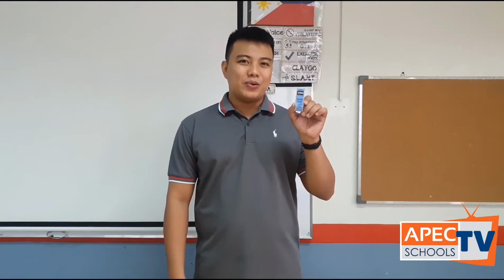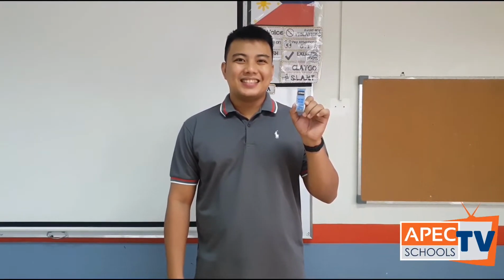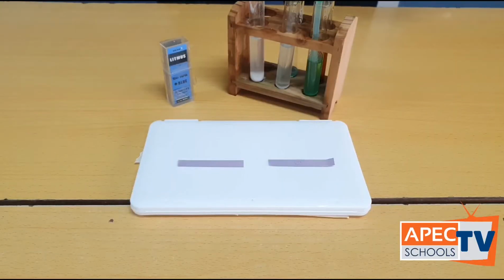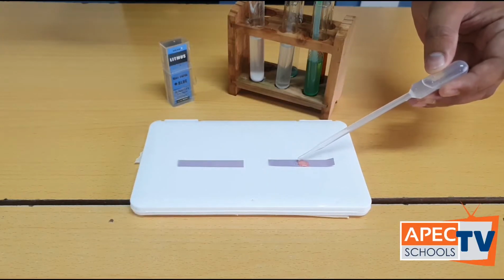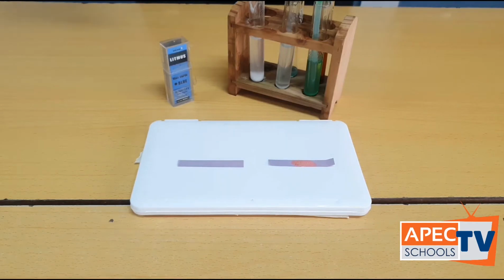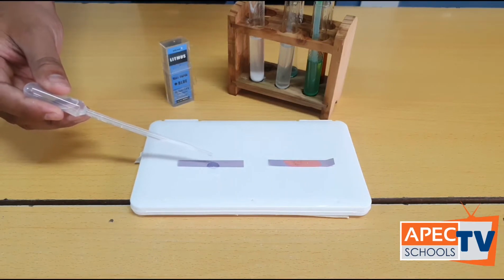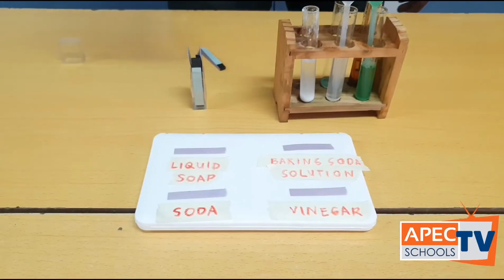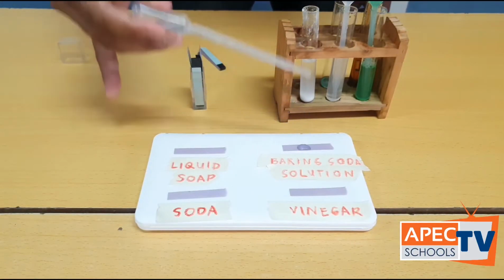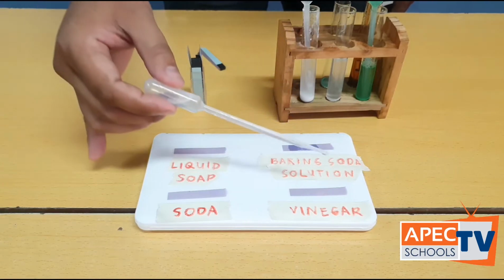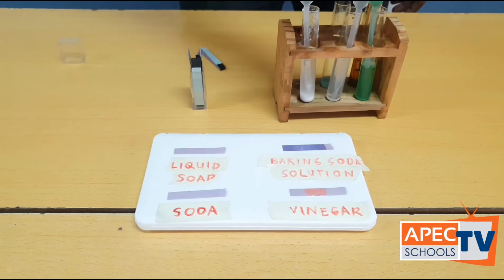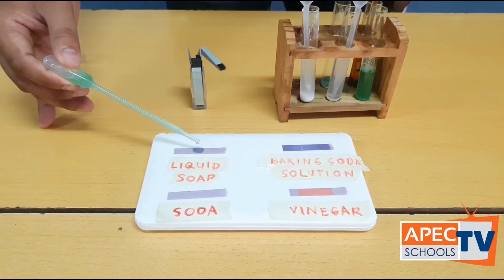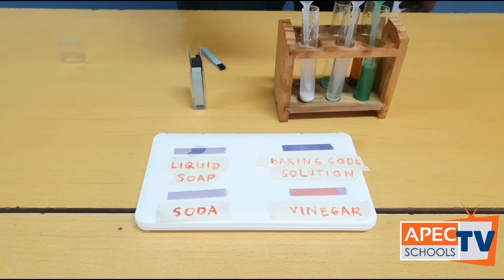Now, let us use the blue litmus paper. Note that blue litmus paper turns red when placed in an acidic substance, and blue remains blue when placed in a basic substance. Now, let's do the same procedure. Based on the litmus paper test, soda and vinegar are acids, while liquid soap and baking soda solution are bases.